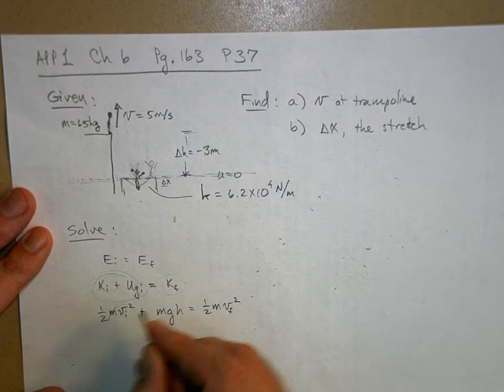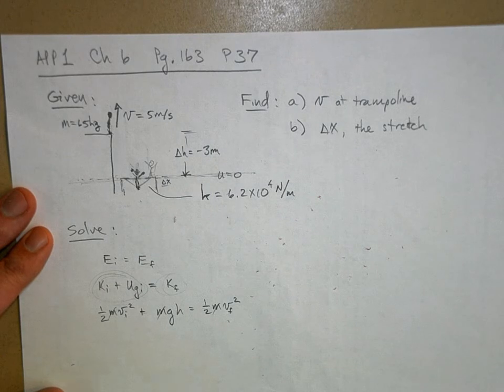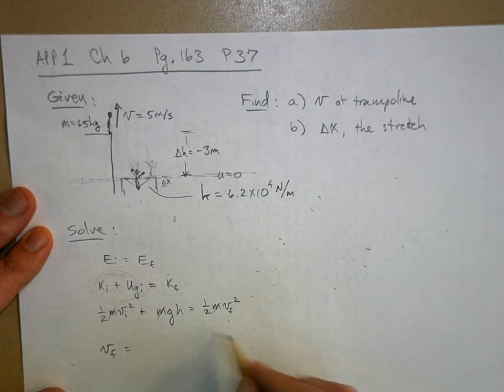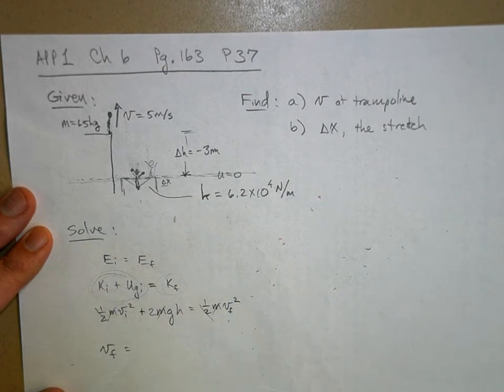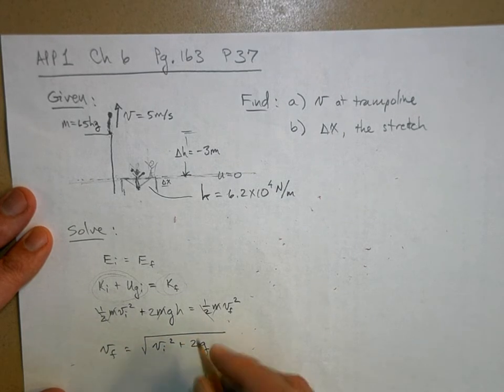And thus, you start off by saying E initial equals E final. And notice that I don't need the mass, so that goes away. And I'm just going to solve for v final. So let's multiply everything by 2. That gets rid of that and puts a 2 right there. And now I can just take the square root of v initial squared plus 2gh.